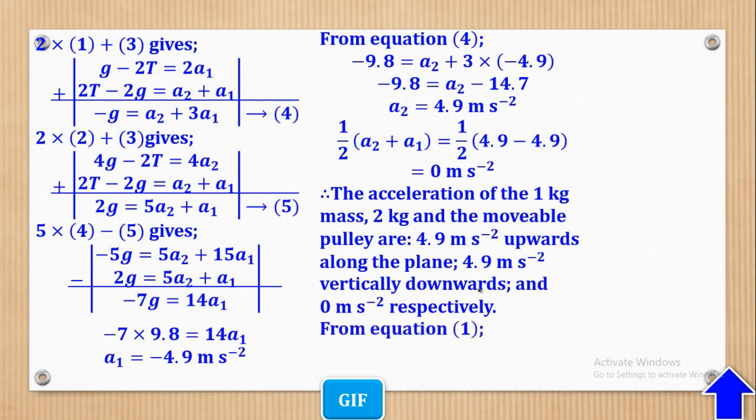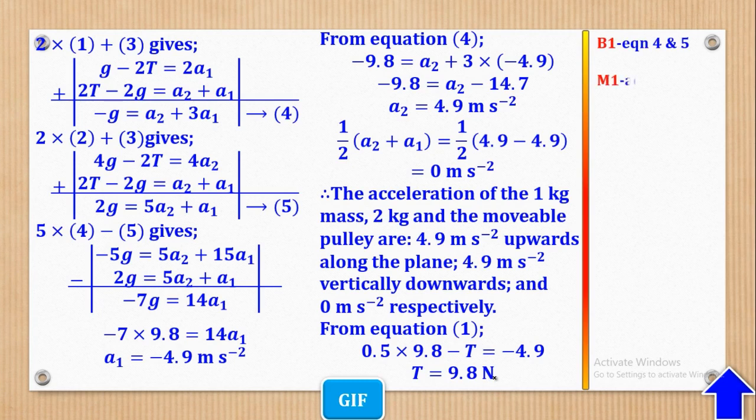Now from equation 1 we shall substitute for a and remain with t as the only unknown. Then when I make t the subject, t will be equal to 9.8 newtons. So those are the accelerations and the tension which they wanted, and now let's see how marks can be awarded.